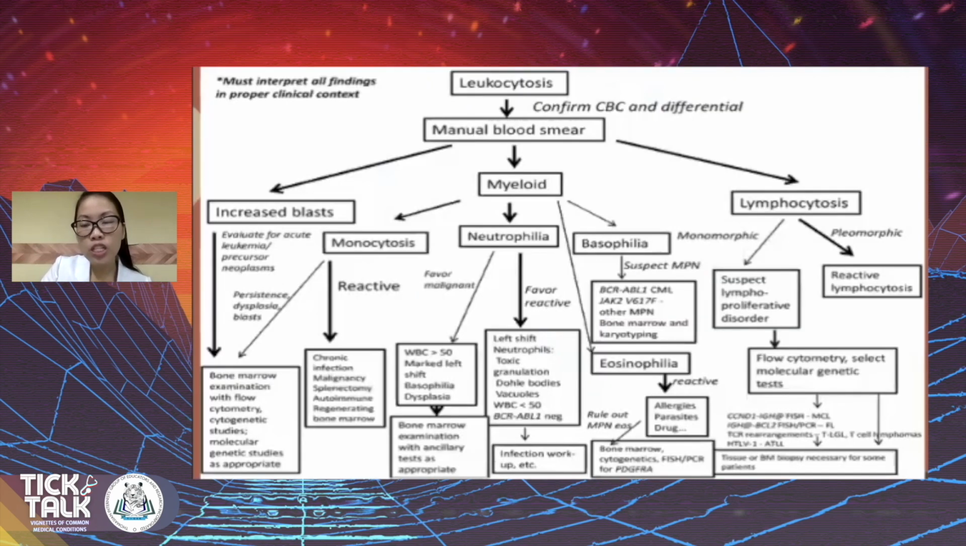Based on the patient's history and lab results, how will we approach this case? This is a busy algorithm from ASH, or the American Society of Hematology, on how to approach leukocytosis. Everything must be interpreted in proper clinical context. And very important, we have to confirm if the leukocytosis is benign or reactive, or may it be malignant in nature.